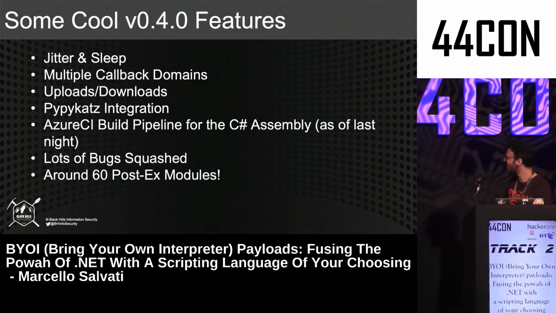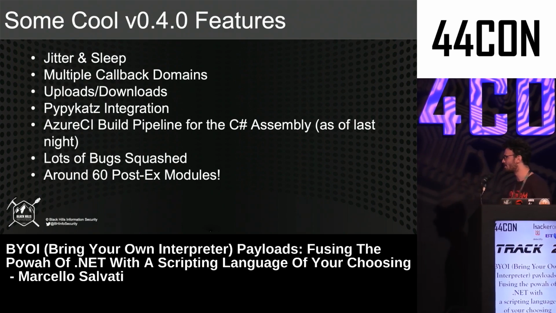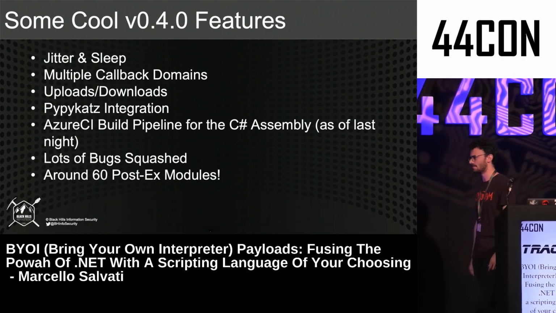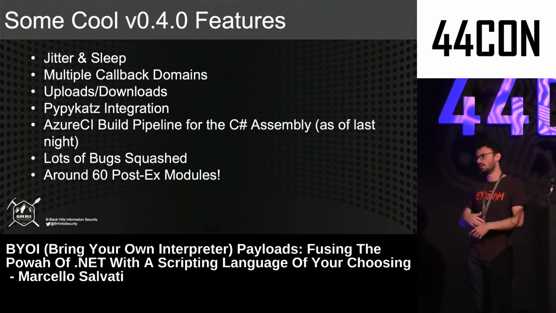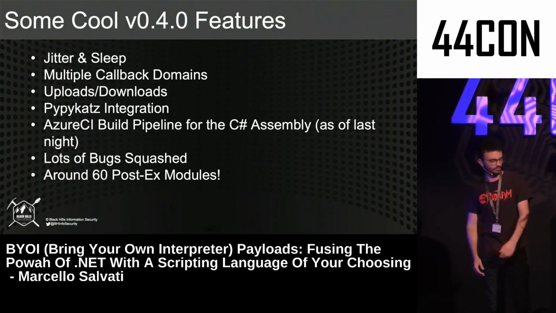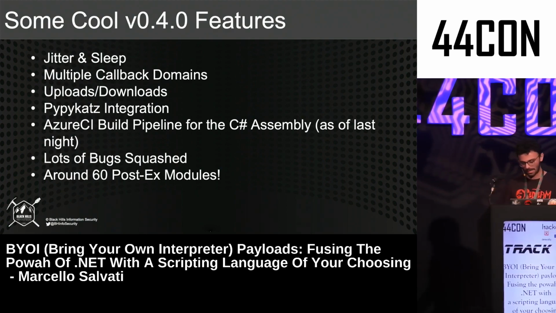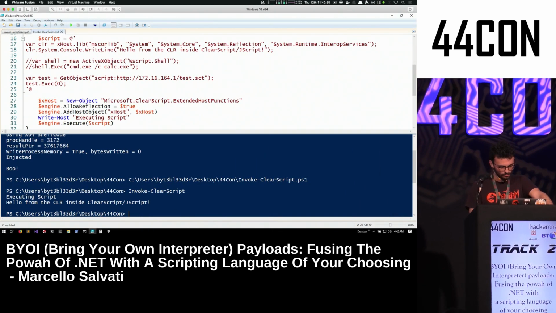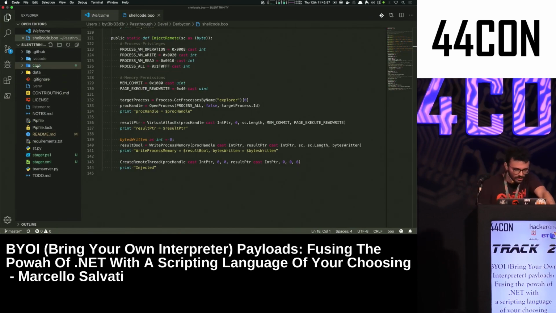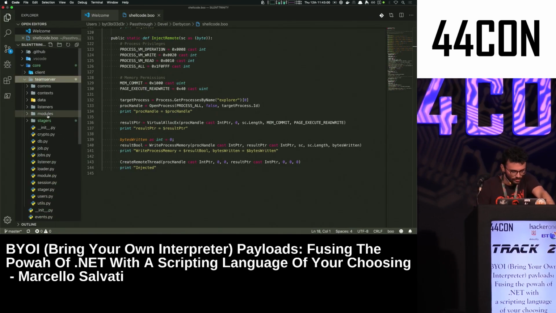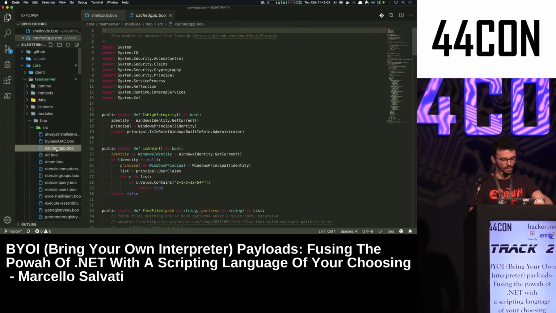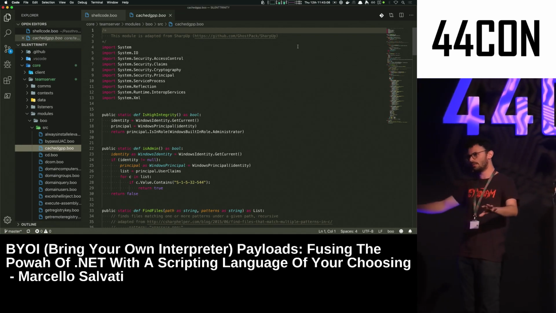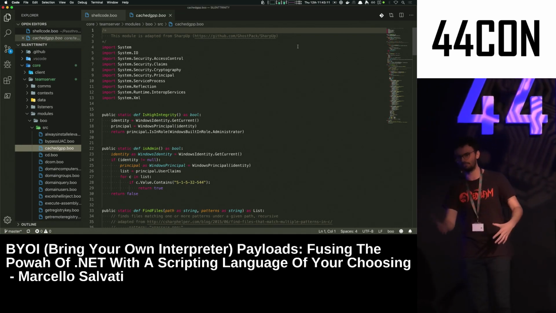There's also lots of bug squashing, and there are around 60 post-exploitation modules now because I've gotten some pretty awesome contributions. It's got everything from Privesc to Kerberoasting to a Rickroll module if you feel so inclined. There's a bunch of them now, all in Boolean. Before I go to the demo, I just want to drive the point across of how flexible this system is. We're basically just embedding the Boolean compiler in another .NET language. Every Silent Trinity stager is just embedding the Boolean compiler in a .NET language.